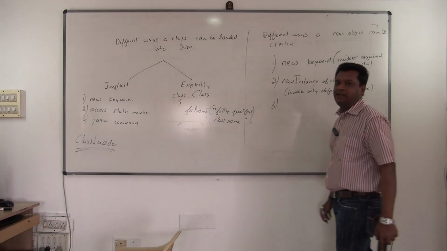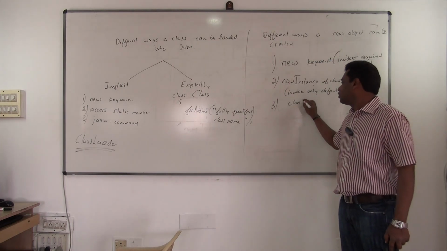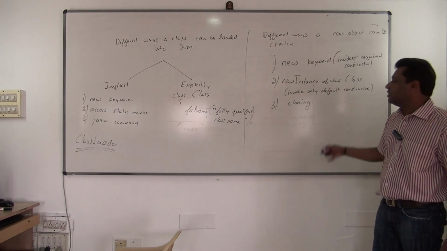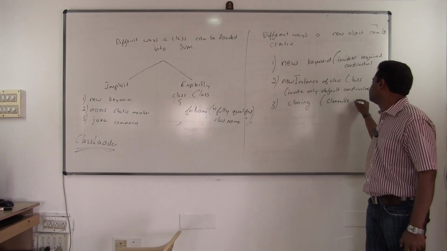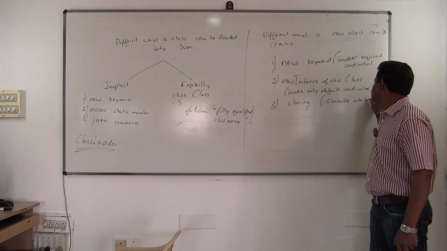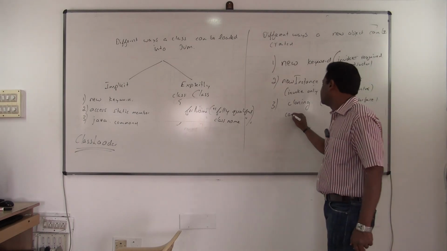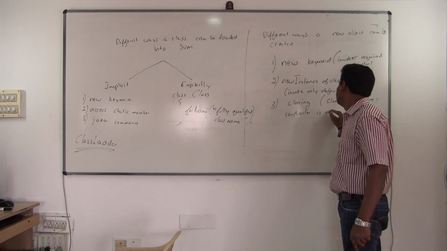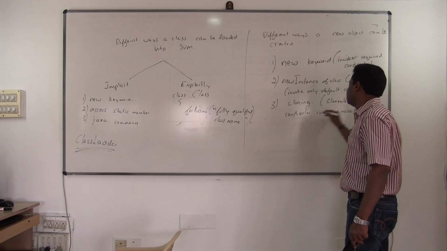Third way of creating a new object is what? Cloning. Understood? So here which interface will we be using? Cloneable interface. And here also the constructor is not executed. Remember that.